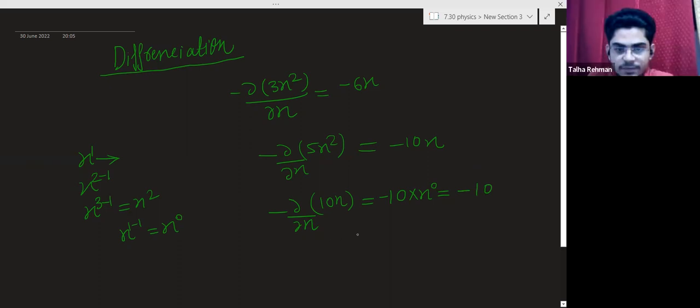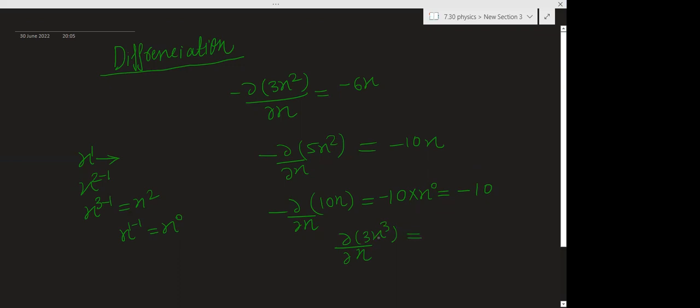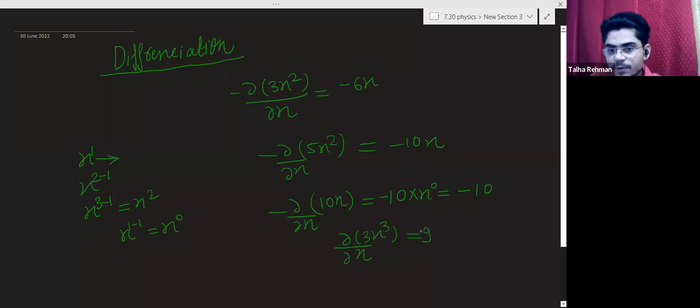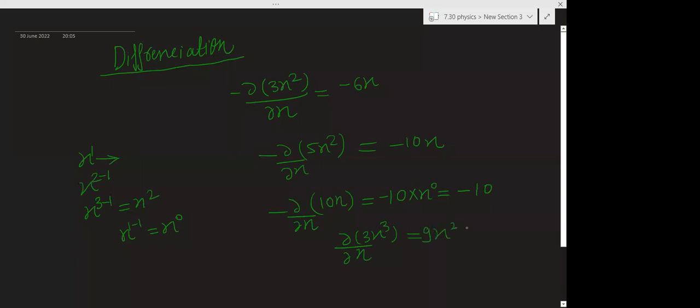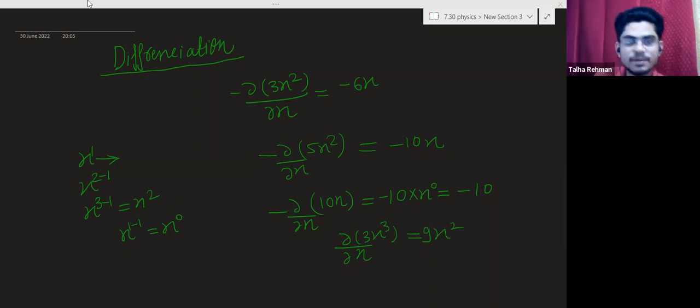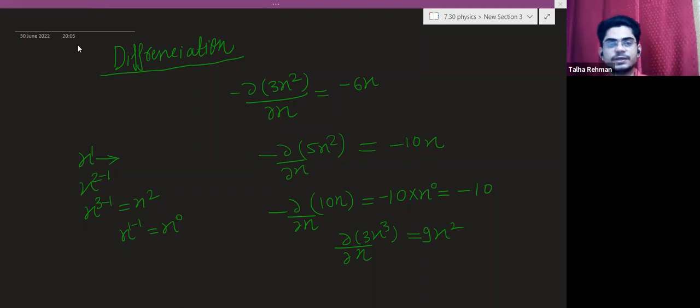So if I am saying differentiate del x of 3x cube, remember one thing, you should multiply this with this. So it will be 9, and reduce one power of x, means x square. So I think now you should have some idea about this.